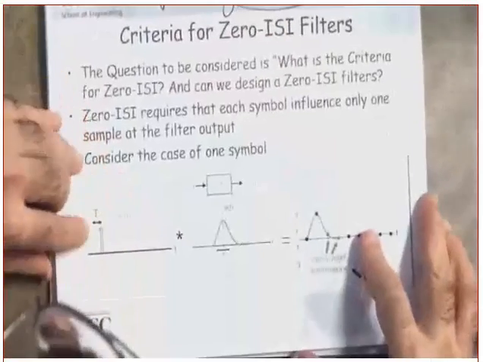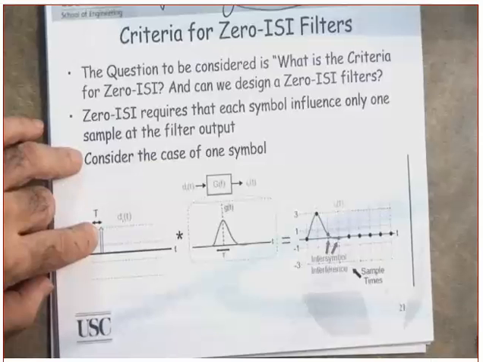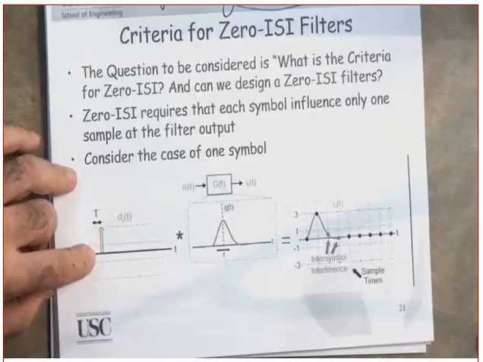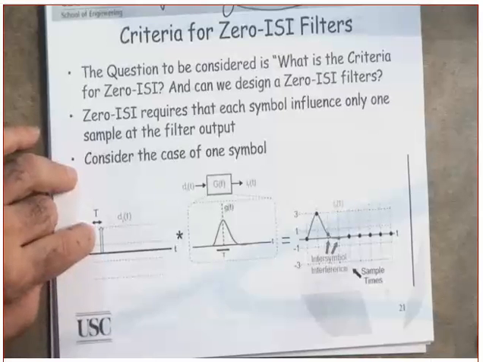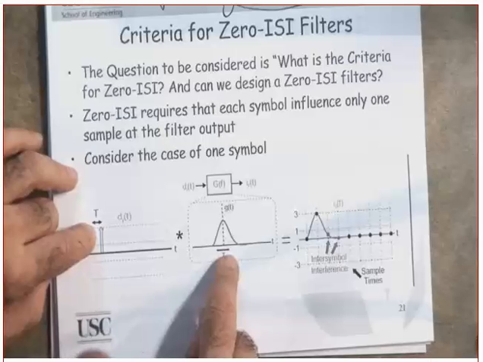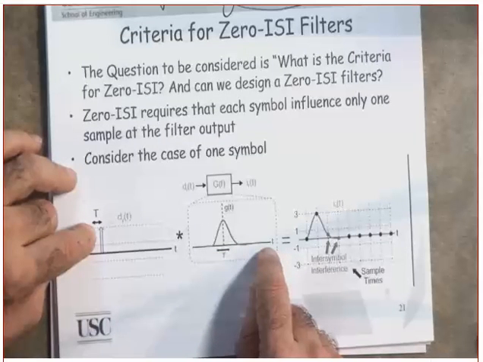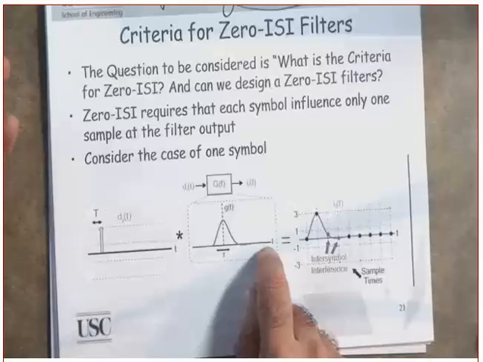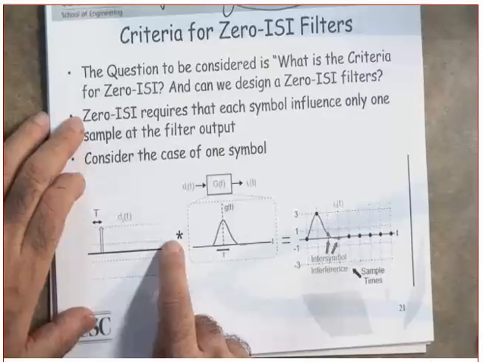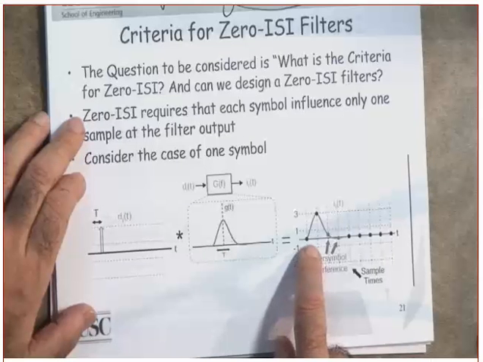Okay, let's see what we have here. What is this? That's the symbol that we are trying to transmit, and I'm representing it by a delta function. This is the filter. Did you get this or not? Which domain is this? That's the time domain. In the time domain, you have convolution of the impulse with the impulse response of the filter. What do I get? I get this.